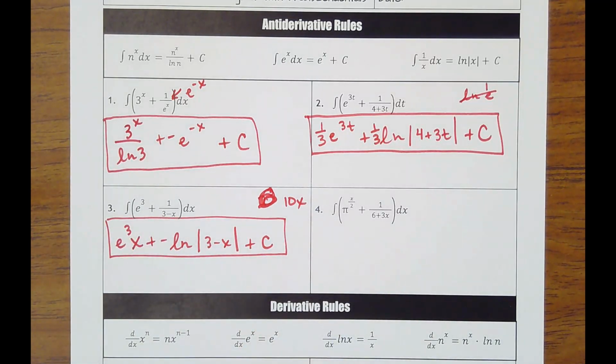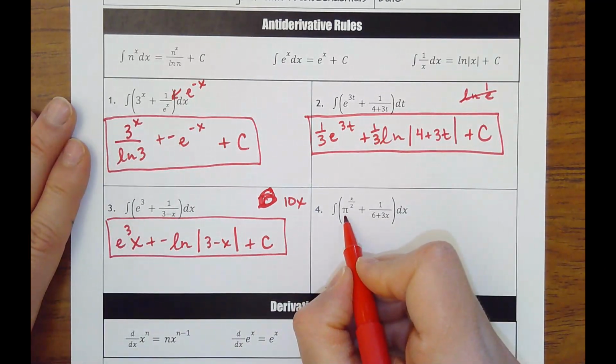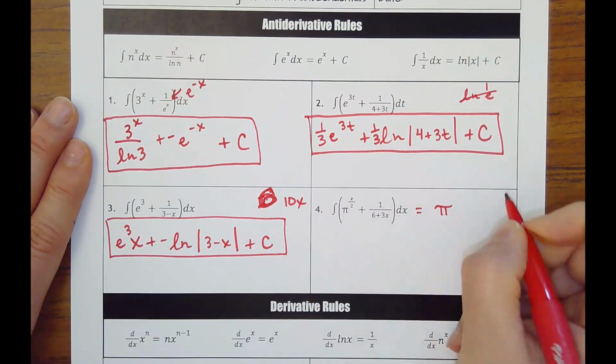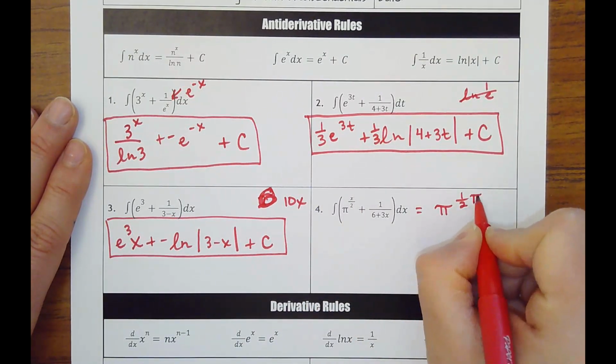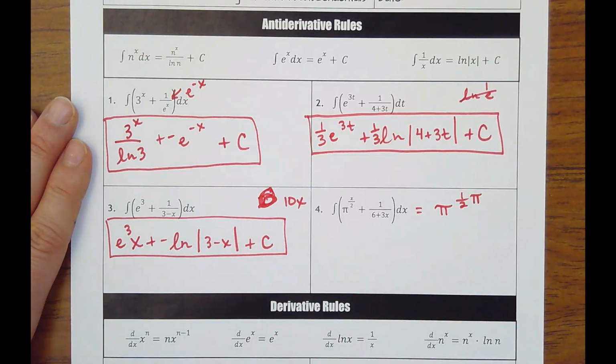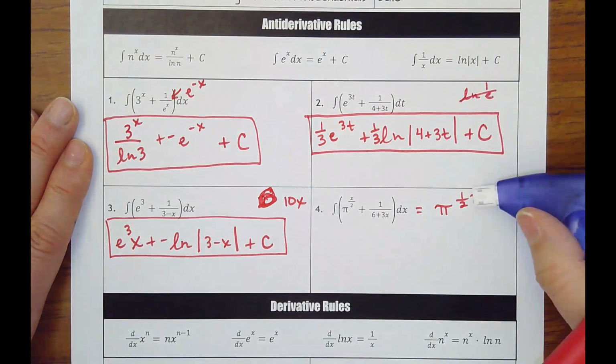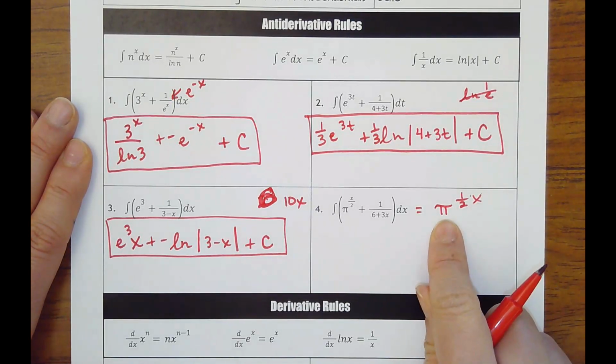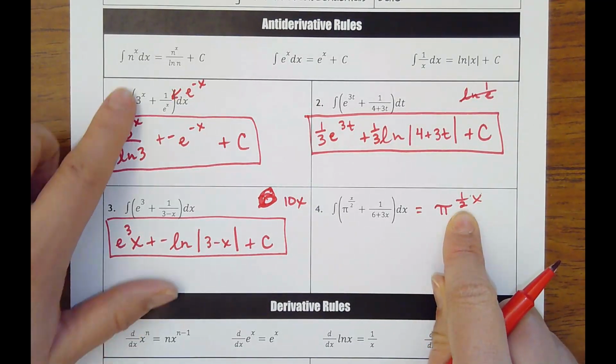Last one of these, we've got pi, which is a number, to the x over 2. Think about that as pi to the 1/2 x power. Oh my goodness, not pi power. So since it's a number to a power, that fits this rule.